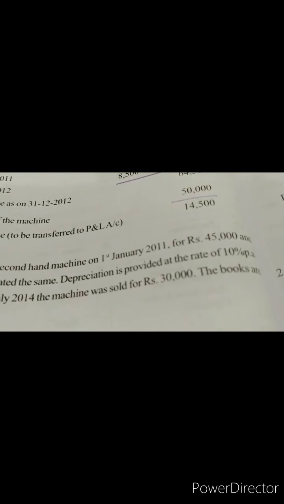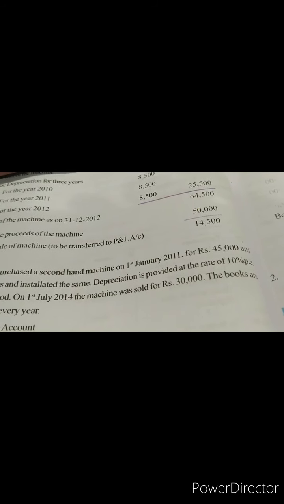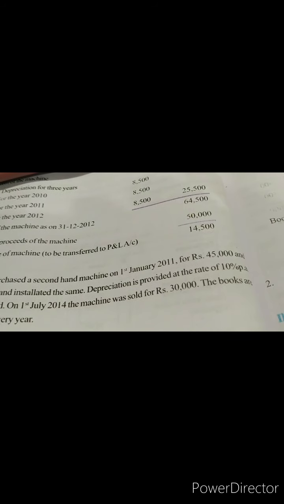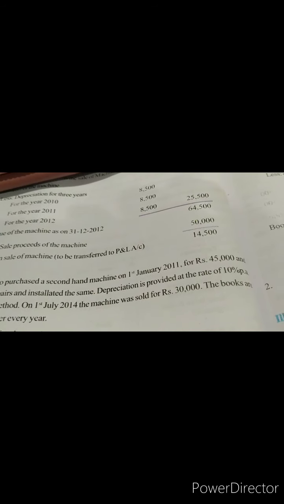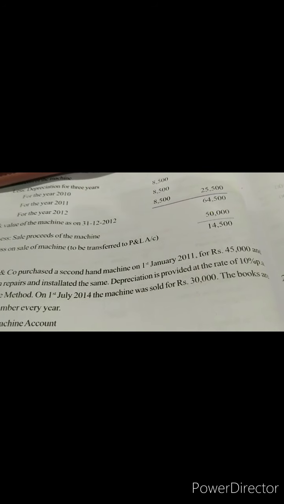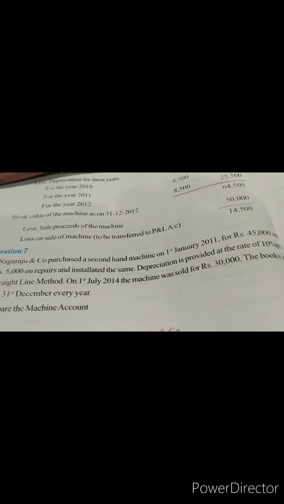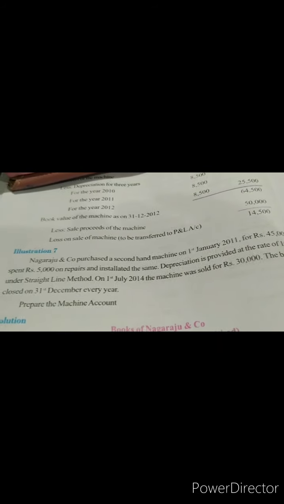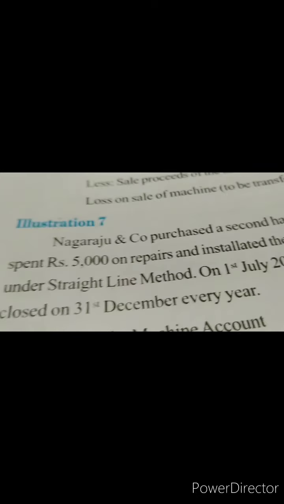Then what is given? Have a look. Depreciation is provided at the rate of 10% per annum. If you remember the rate of depreciation formula, we have annual depreciation divided by original cost of the asset into 100, or else if original cost of the asset is already given to us, we will just calculate, multiply it by our rate of interest, that is 10 by 100. So which method are we asked to follow? We are asked to follow the straight line method.